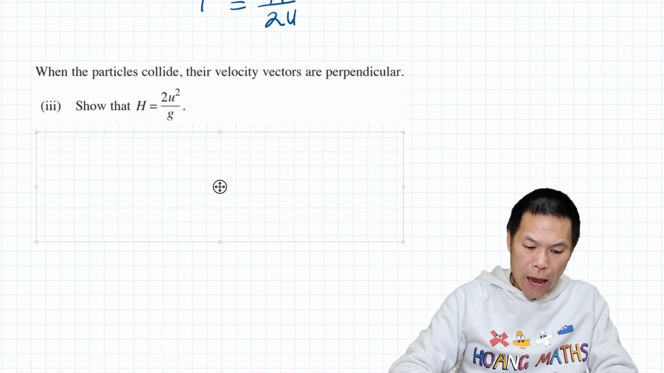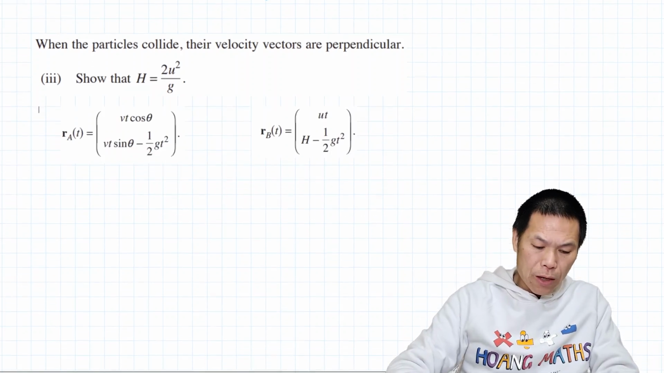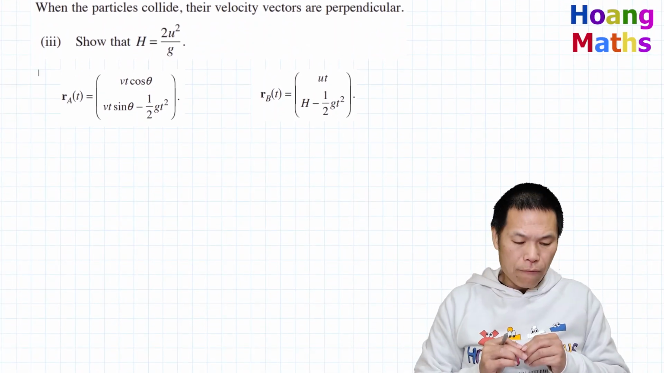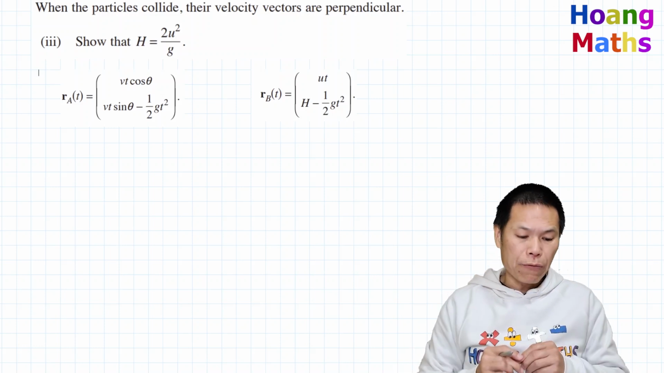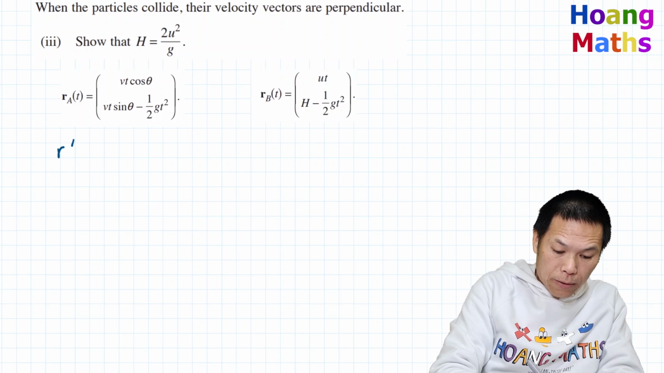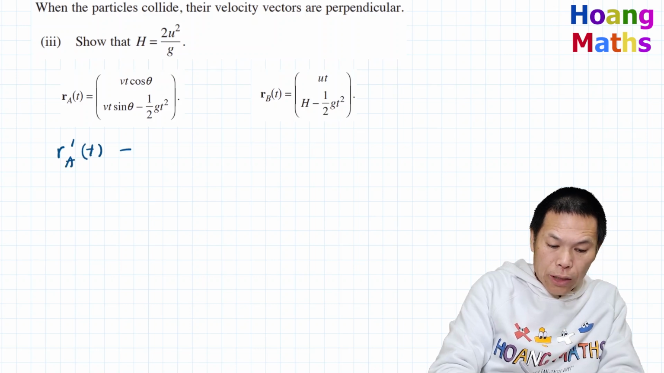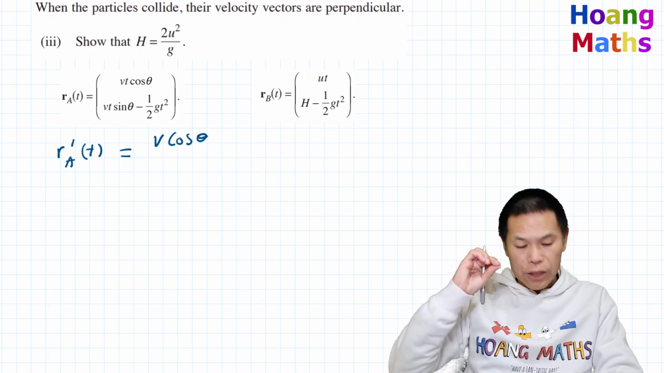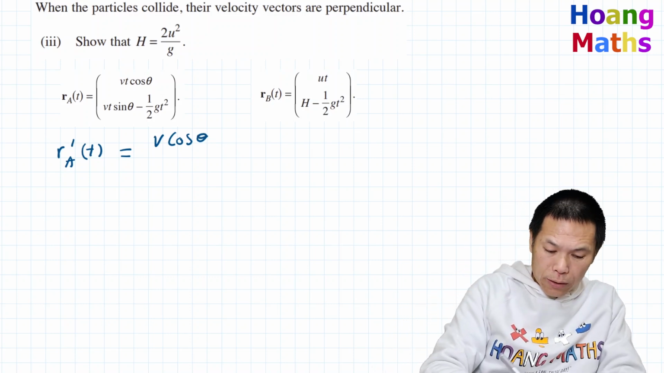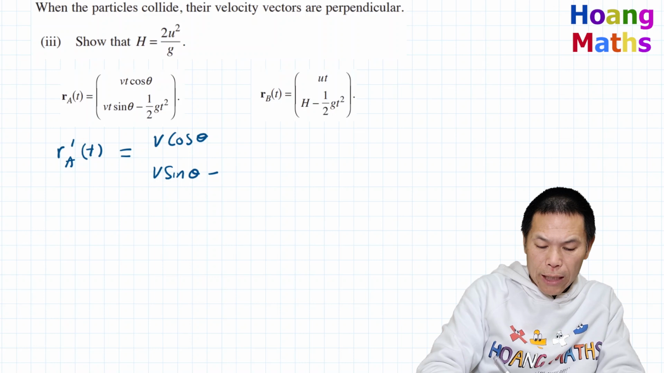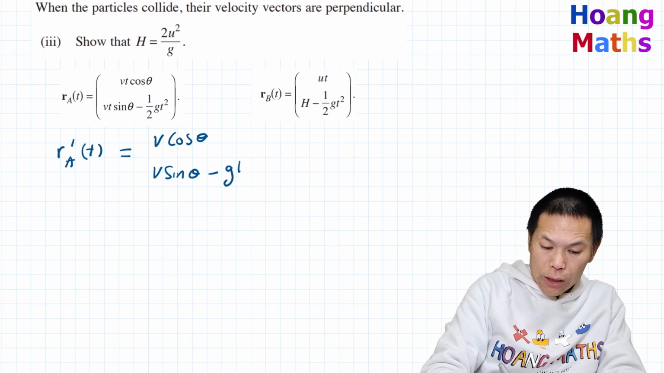So we already have these two vectors here. So that is the position vectors. So we just need to find the velocity vectors for A and B first. So let me just write this down. R dash of t. So that gives me v cos theta. Don't forget we differentiate with respect to t, okay? So for the j component, that becomes v sine theta minus, so the 2 brings down, you cancel with a half, so that means gt.